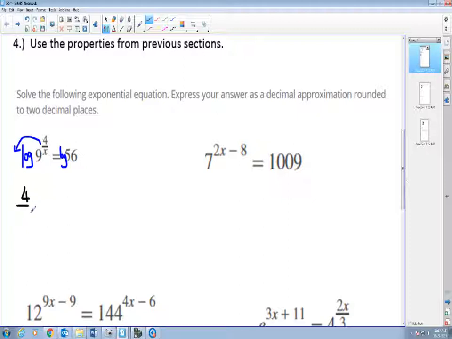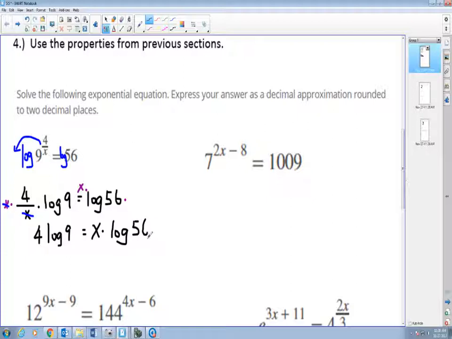So I get 4 over x times log of 9, that is equal to log of 56. So I still have 2 terms because this is multiplication. So I have 4 over x. My x is in the denominator, so what I can do is multiply both sides by x, because in that case, it will bring my variable x to the numerator. So the x over x cancels out. What I have here is 4 times log of 9 equal to x times log of 56.